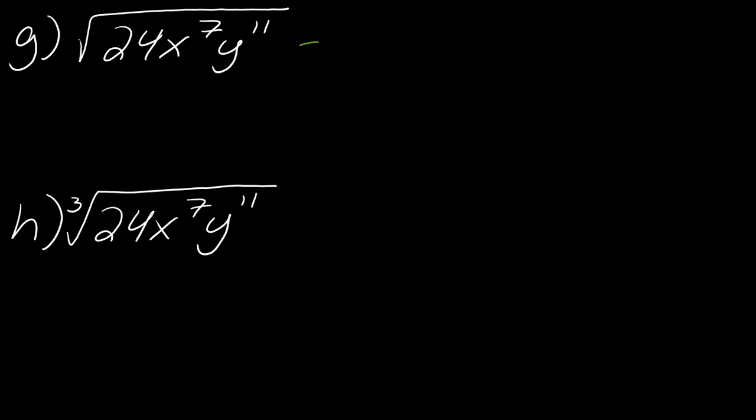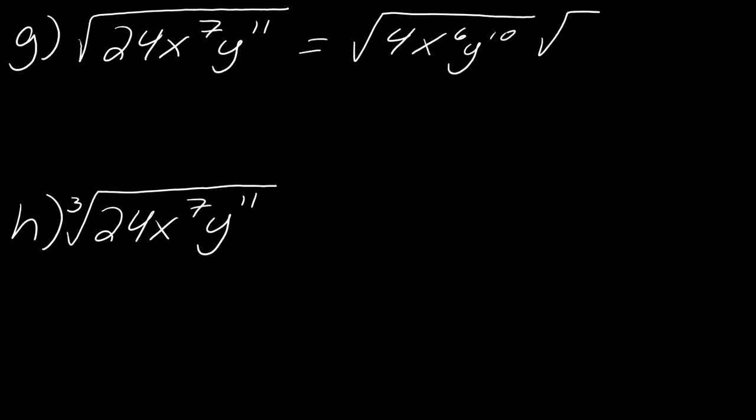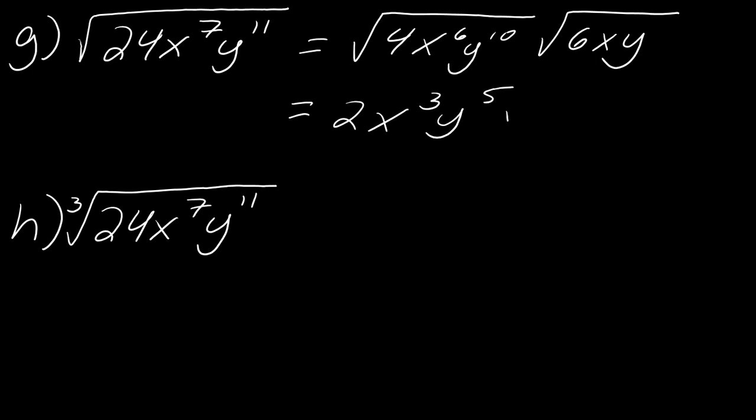Okay, so for this one, wrong color. Okay, so the largest perfect square that goes into 24 is 4. And then I can write x to the 6th and y to the 10th. So the stuff that's going to get left behind is going to be 6xy. Okay, so this will be 2x cubed, y to the 5th, times the square root of 6xy. So that's all she wrote for that one.